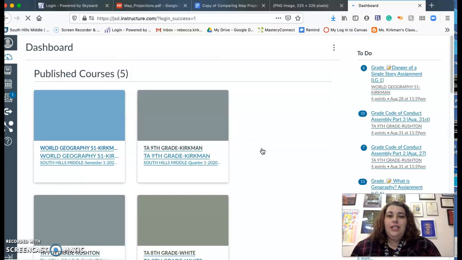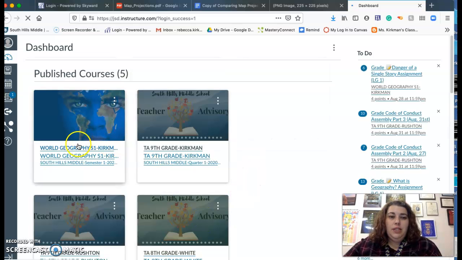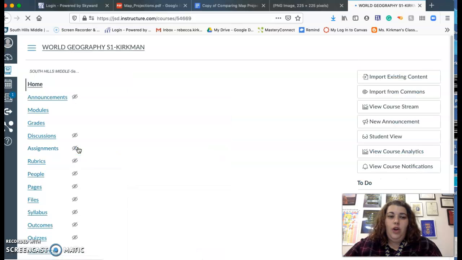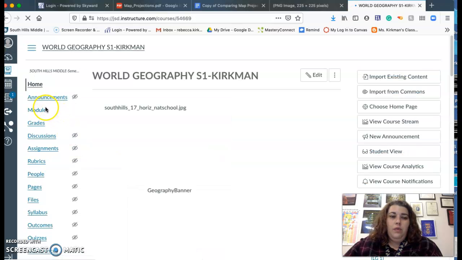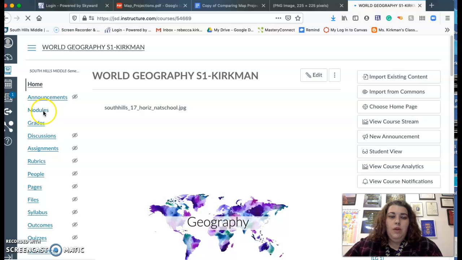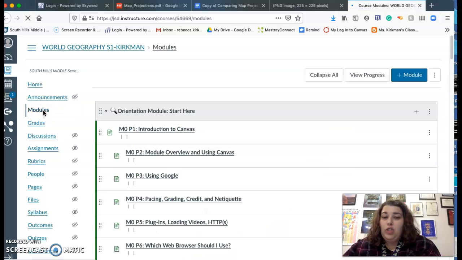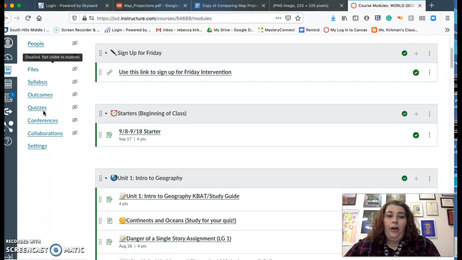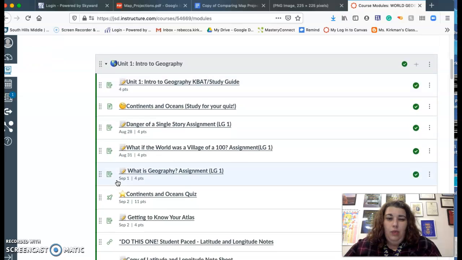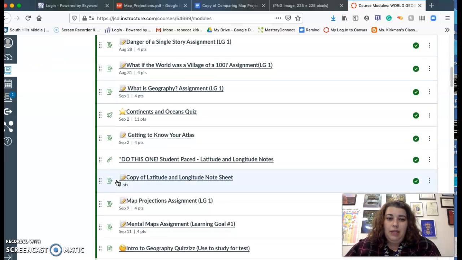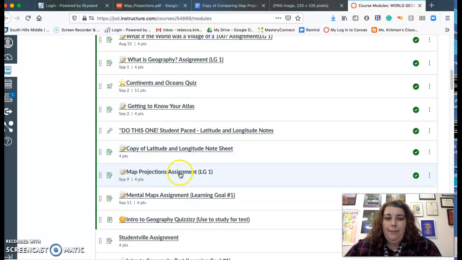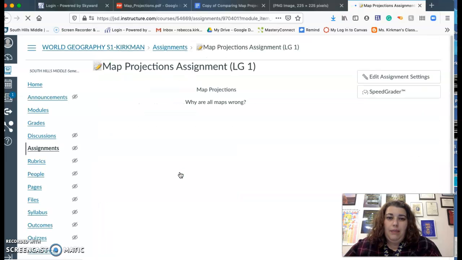And we talked about this in class, just in case you missed class. I'm going into geography, I'm going to modules. Okay, and we watched a video as part of our starters that talked about map projections and what they are. So you want to make sure you watch that video. Okay, and we're doing this assignment right here, map projections assignment.